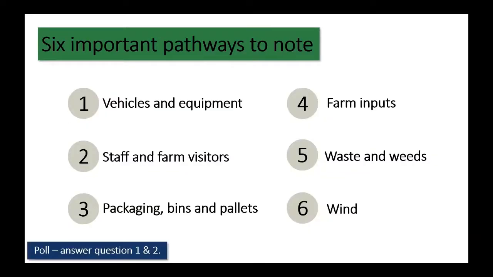There are 6 main pathways by which pests and diseases can be spread onto your farm. These include vehicles and equipment, staff and farm visitors, packaging bins and pallets, farm inputs, waste and weeds, and then wind. Now I'll just call to Maddie to pop up question 1 and 2 for the poll.